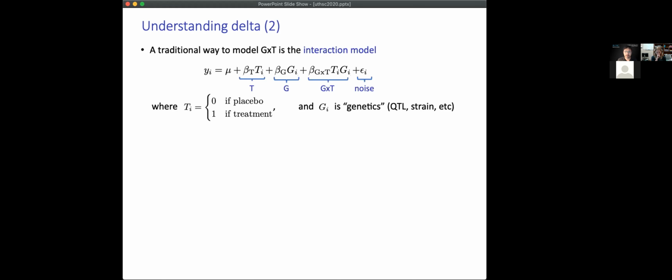But one of the assumptions about it is that you are assuming that both types of individuals have the same type of noise. And if you're used to looking at treatment data, what I've seen so far is that the treated individuals are often a lot noisier.